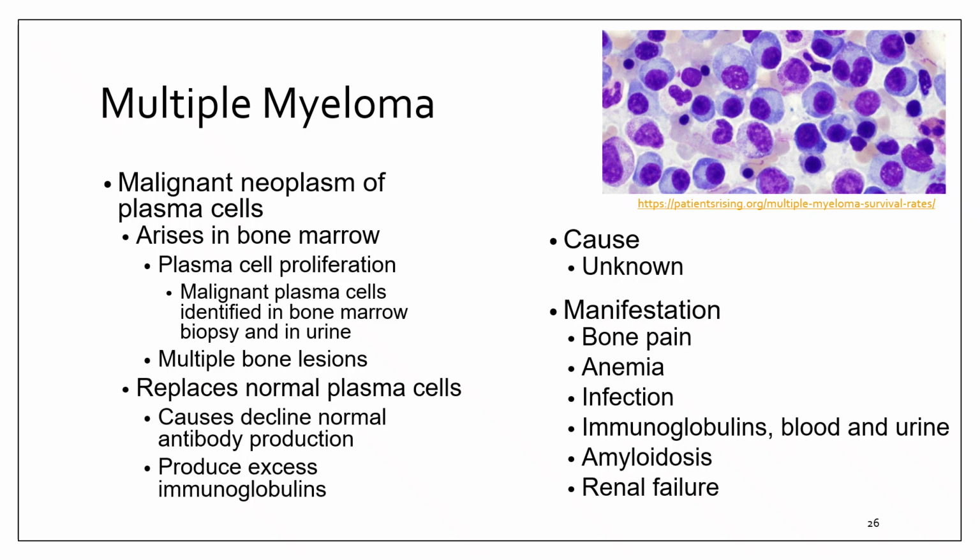So, key takeaway, multiple myeloma is a malignancy of plasma cells. It originates in the bone marrow, and it produces excess monoclonal immunoglobulin. Replaces normal marrow, and we get anemia and infection. Causes: bone destruction, renal failure, amyloid deposition. And from a histology standpoint, if you see too many plasma cells, always ask why.